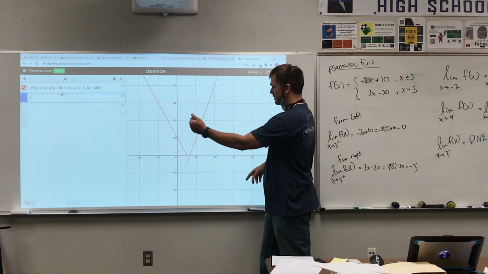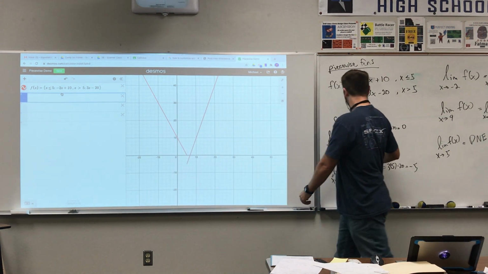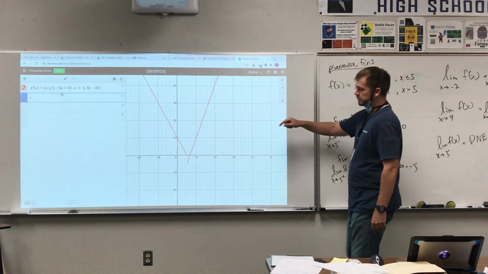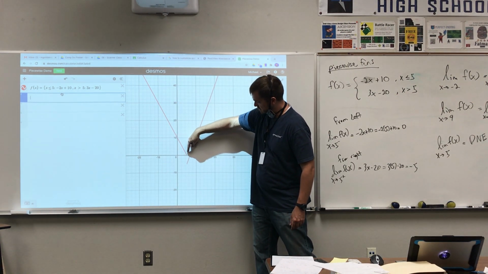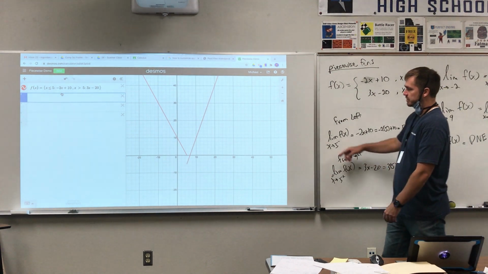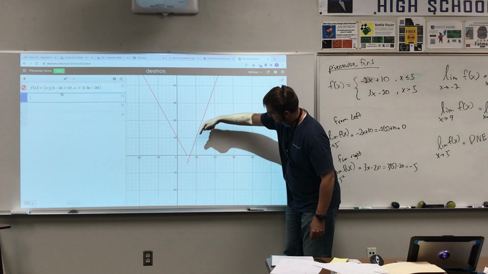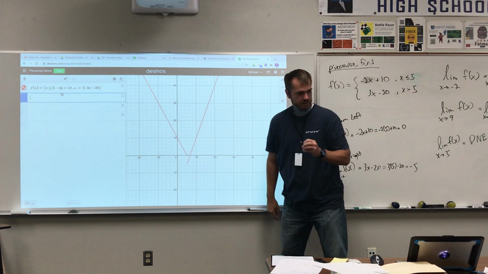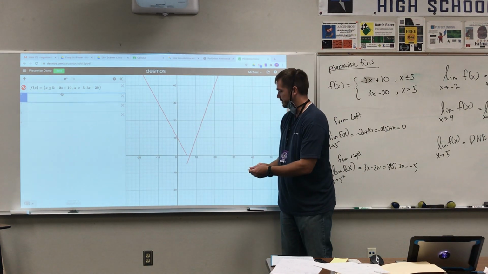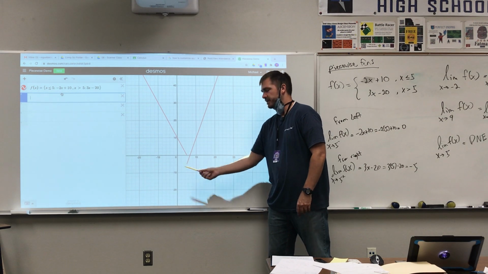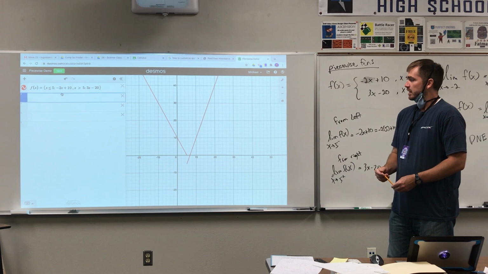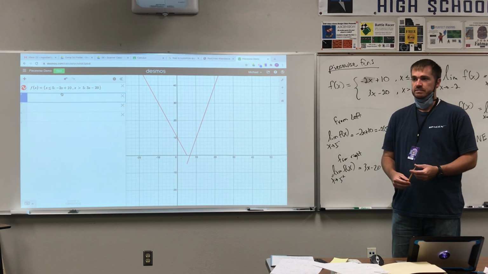We saw that from the left, as x approaches 5, our function was approaching 0. Hitting 0. And then from the right, it was approaching negative 5. So we see right down there, we were approaching, fingers too big for, look right there. All right, approaching negative 5. Okay. Any questions on piecewise functions?